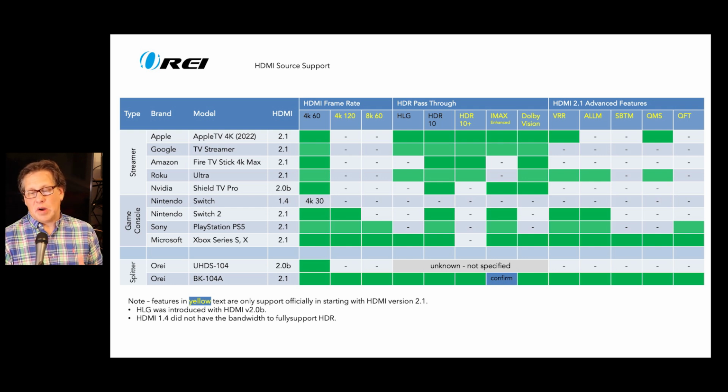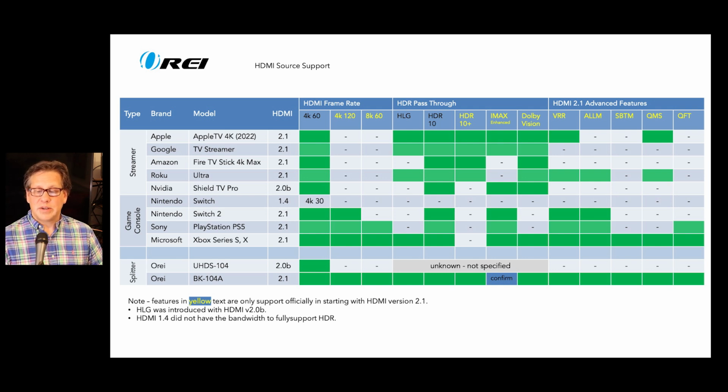The other things on the advanced sets, the variable refresh rate, the auto low latency mode, SBTM, quick media switching, quick frame transport, those are all added only after 2.1. And we can see the Apple TV and the Roku device are the only two right now that support quick media switching, but so does the Xbox. Quick frame transport, that's on the PlayStation 5 and the Xbox.